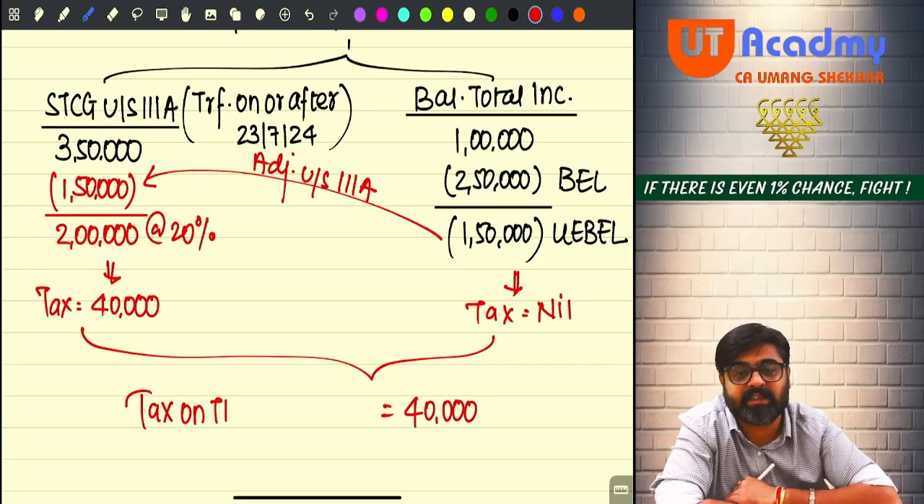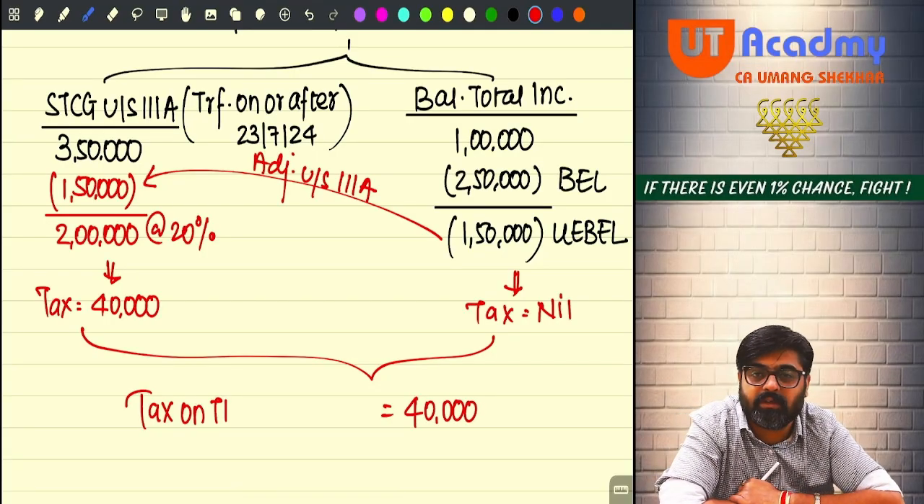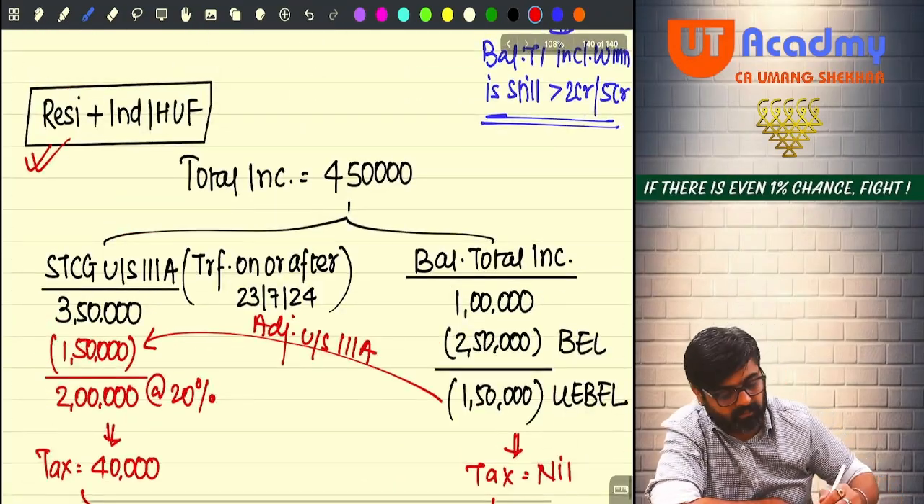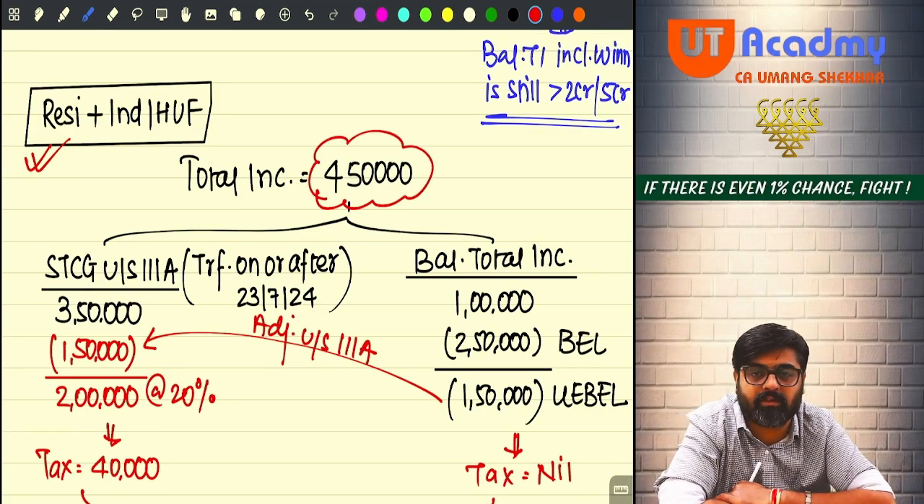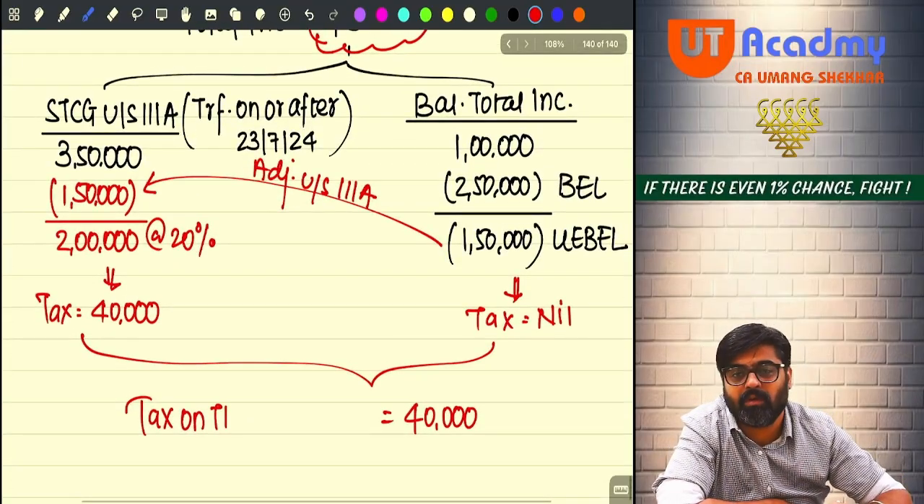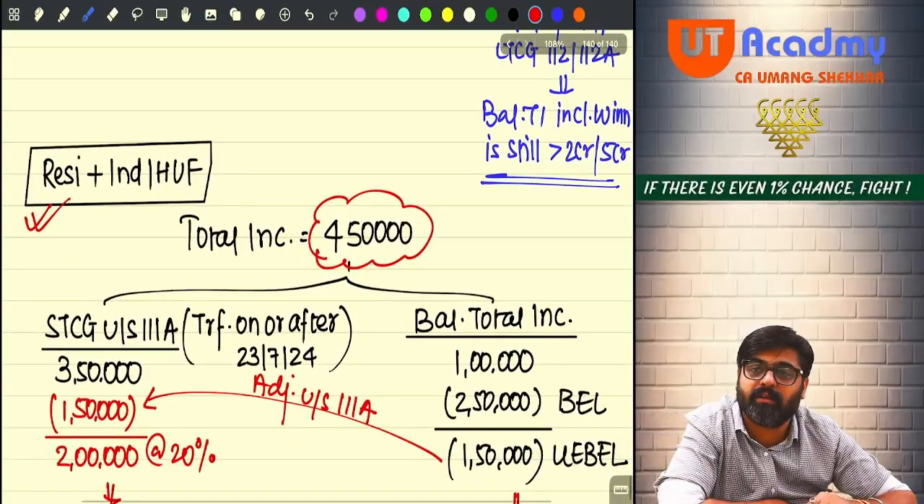Now in this tax, I have to include surcharge also. But for that my total income should be more than 50 lakhs. How much is my total income? Only 4 lakh 50. Am I going to pay any surcharge with tax? No. But will I get any rebate, sir?